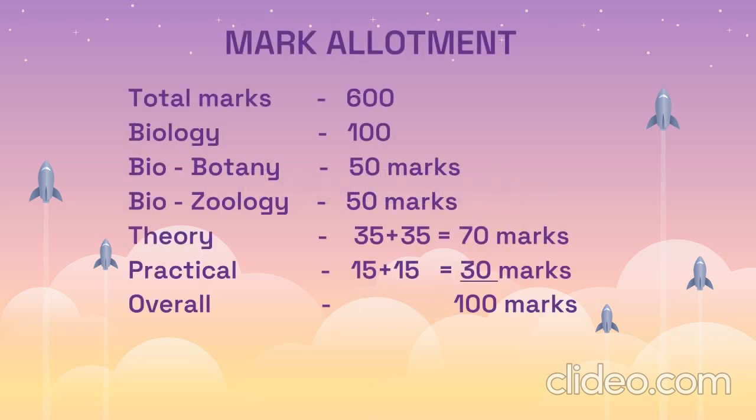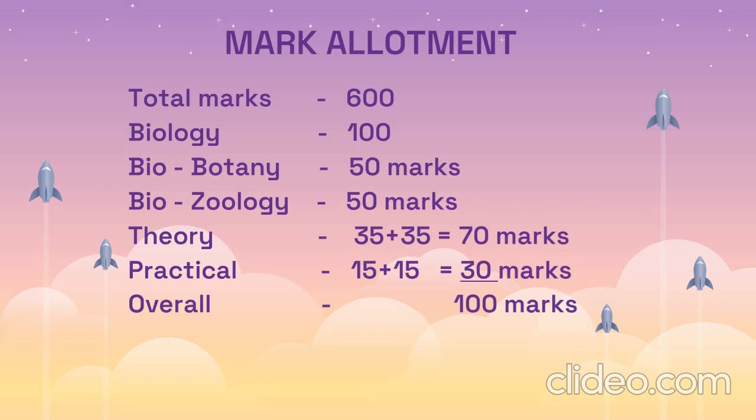First of all, I would like to say something regarding the mark allotment. Totally you will have 600 marks. Among this, biology 100 marks, botany 50 marks, zoology 50 marks. So overall 100 marks. Among this, 35 marks go to theory from each subject. So 35 plus 35, 70 marks, right? For each subject, practical 15 marks. So botany practical 15 marks and zoology practical 15 marks, overall 30 marks for practical. So overall you will get 100 marks.